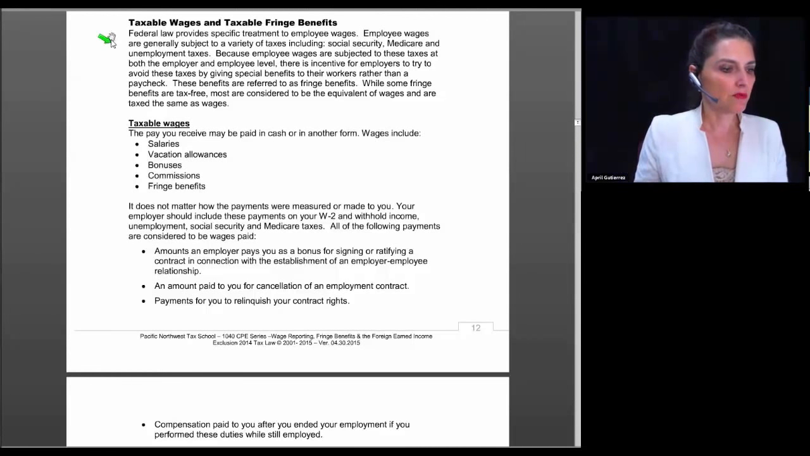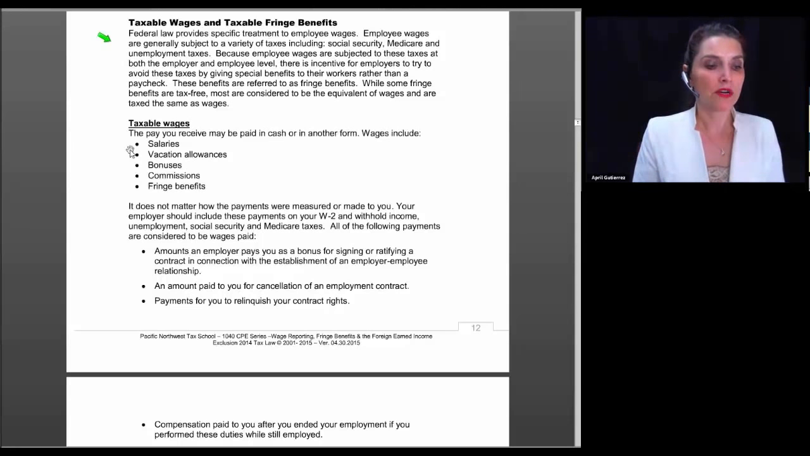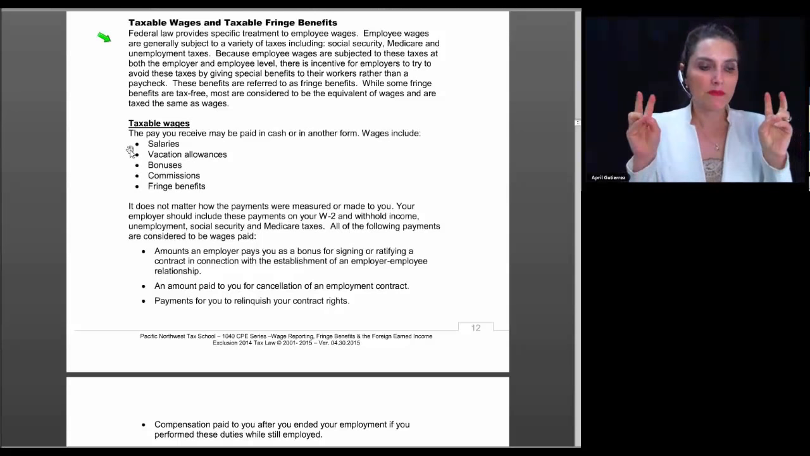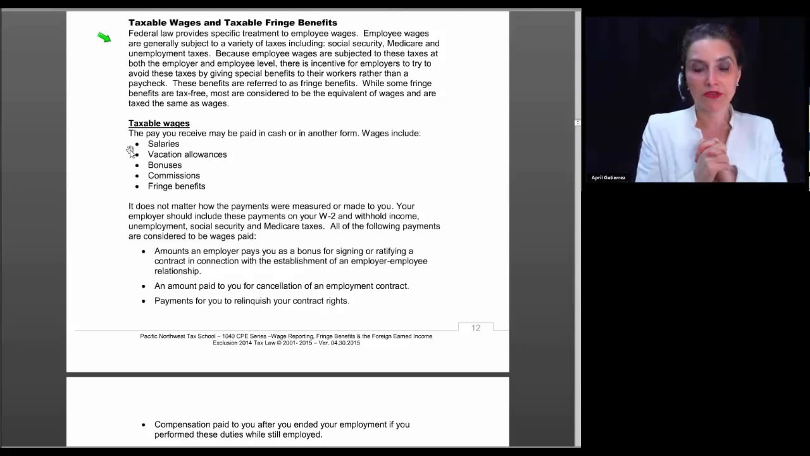All right, so taxable wages. Federal law provides specific treatment to employee wages, and employee wages are generally subject to a variety of taxes, including Social Security, Medicare, and unemployment tax. And because employee wages are subjected to these taxes at both the employer and the employee level, there is clearly an incentive for employers to try and avoid these taxes by giving special perks or benefits to their employees.